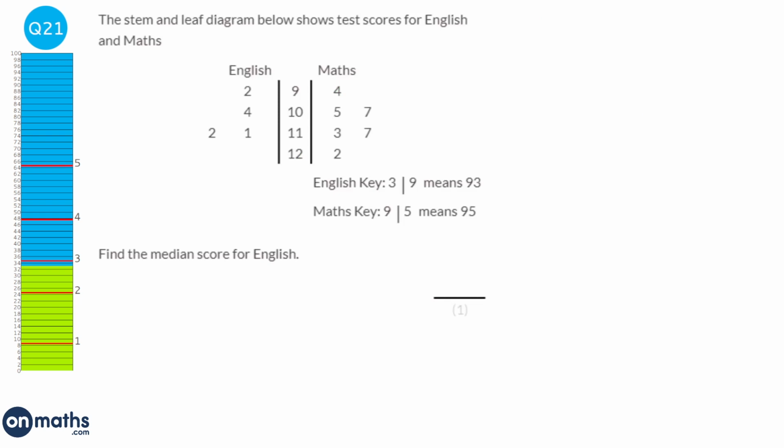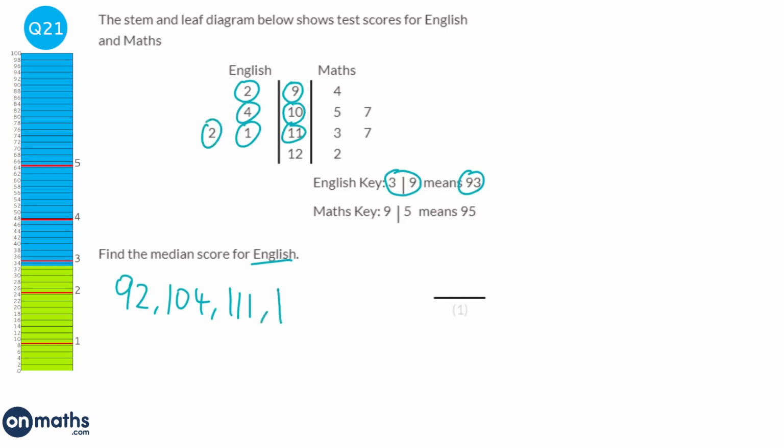So with a stem and leaf diagram, the numbers in the middle often represent tens. They could be units. So we look at the key first of all, and we see that 3 line 9 means 93. So the numbers in the middle are going to represent 10. So this is a 90. Now we're looking for English, so this will be 92. So our first number will be 92. Then this will be 10 tens and a 4. So it would be 104. 11 tens and 1. So 111, and then 11 tens and 2.